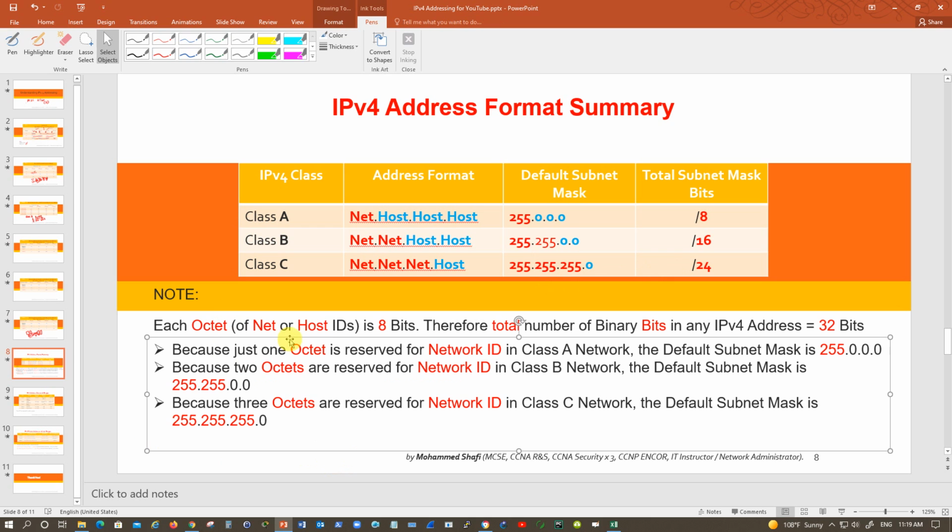Each octet of net or host ID is 8 bits, therefore the total number of binary bits in any IPv4 address is 32 bits. Because just 1 octet is reserved for the network ID in a class A network, the default subnet mask will be like this. Likewise for class B and class C.